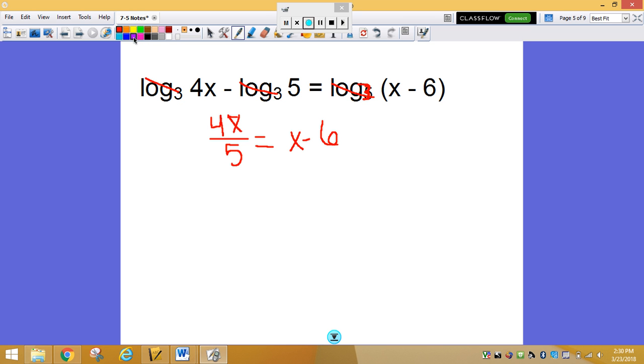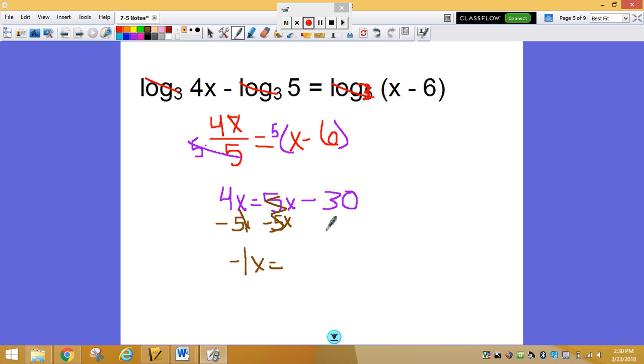I'm going to start by moving this 5. The opposite of dividing is multiplying, so I'm going to multiply both sides by 5. Those cancel. 4x equals 5 times x is 5x, 5 times 6 is 30. I'm going to move this 5x over. 4x minus 5x is negative 1x. Bring down a negative 30. Divide by negative 1, and x is 30.